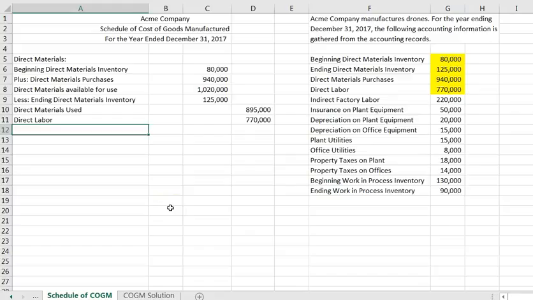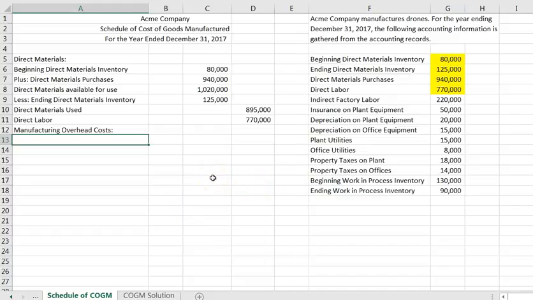The third element of product cost is manufacturing overhead. As I look at the list of costs, there are costs identified for the plant and for the offices of Acme Company. For the report, I must identify those costs that are product costs and include those, being careful not to include period costs. For this company, the plant-related costs are product costs and the office-related costs are period costs.